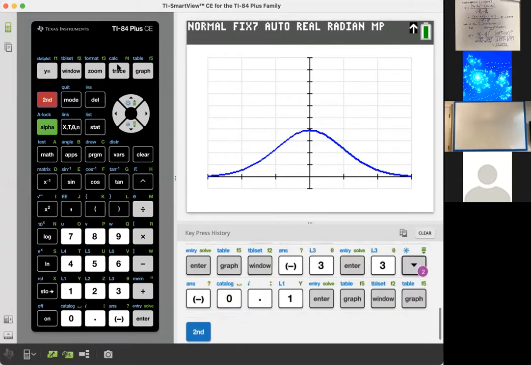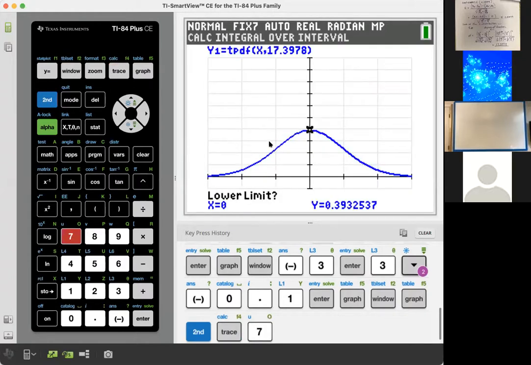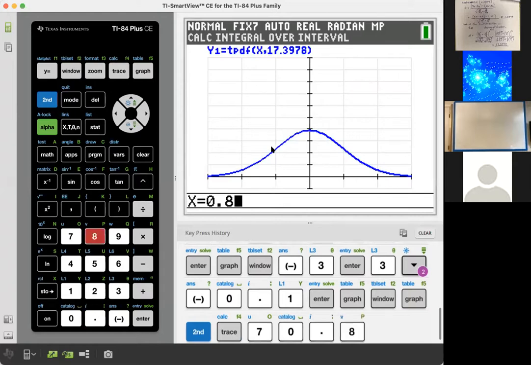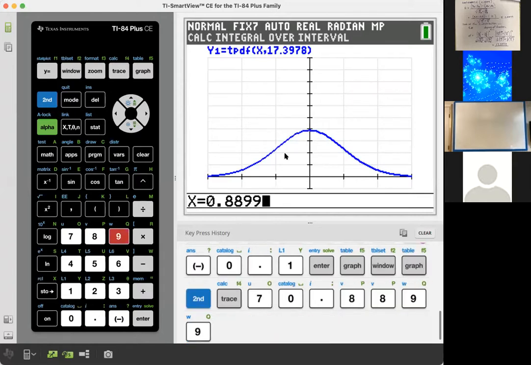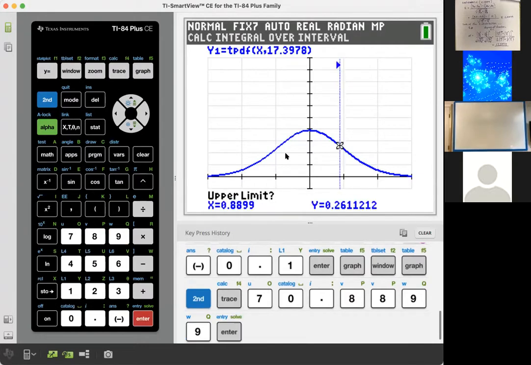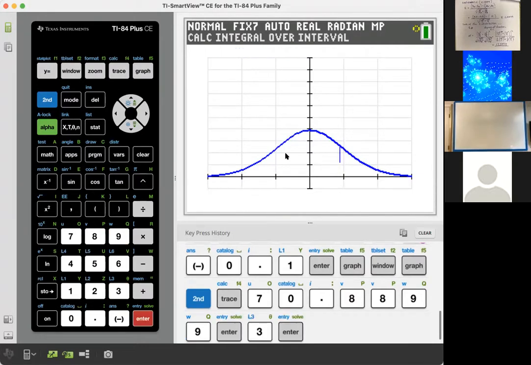But let's shade it, and then I'll show you how the calculator does the test. Let's shade that area from 0.8899 all the way up to the left side of the screen, which was 3. Look at that. The probability is nearly 20%. I'll write that on the paper. The probability, the p value, the probability value, is 0.1889, if you round off to 4 digits.